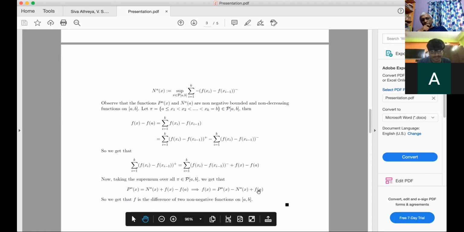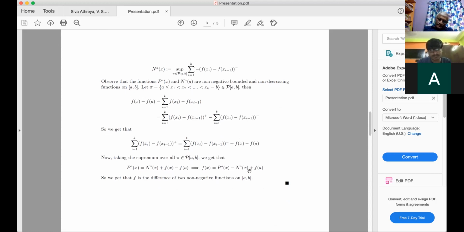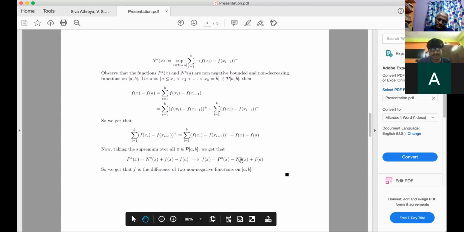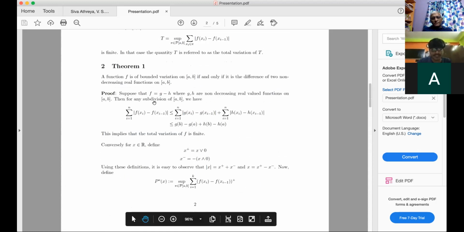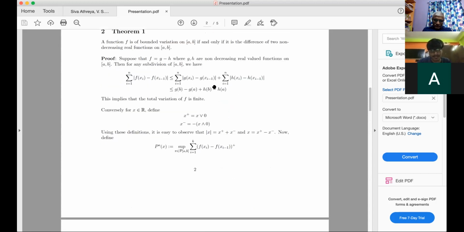In the beginning, we proved that both these functions are non-negative and non-decreasing in the interval [a, b]. So this proves the required claim. We proved both the directions: f is of bounded variation if and only if it's a difference of two non-negative, non-decreasing functions on [a, b].